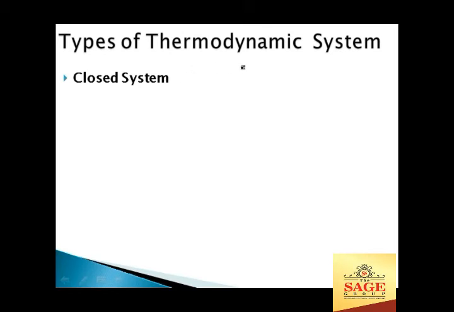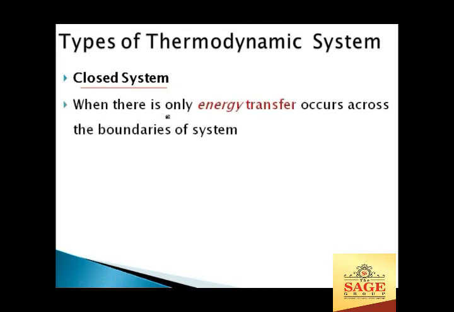So there are three types of thermodynamic system. First one is called the closed system. When only energy transfer occurs across the boundaries of the system, it is known as the closed system. It doesn't have any mass transfer, only energy transfer is there.